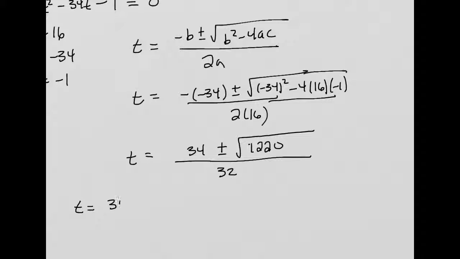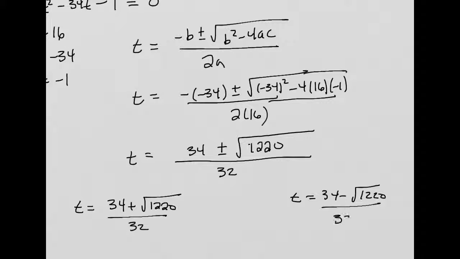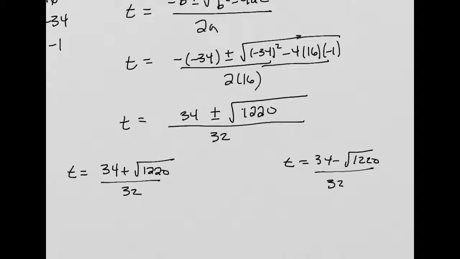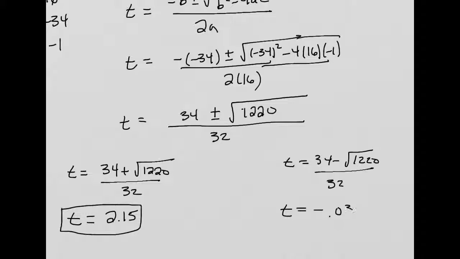So the first potential solution is 34 plus square root of 1220 over 32. The second potential solution is t equals 34 minus the square root of 1220 over 32. So if we run our first solution through, we get t equals 2.15. If we round to the nearest hundredth, that solution looks good because the only restriction was that t had to be positive. The second solution, when we run it through, we get t equals negative 0.03.